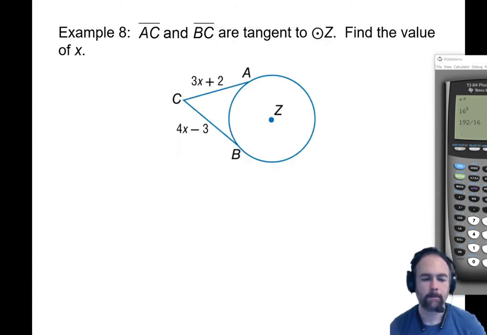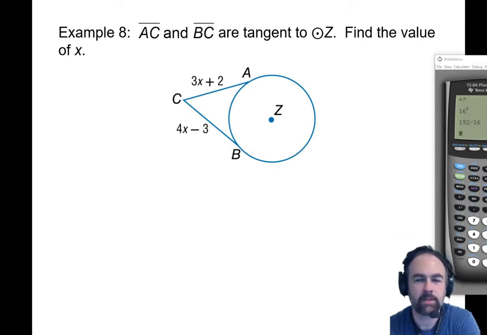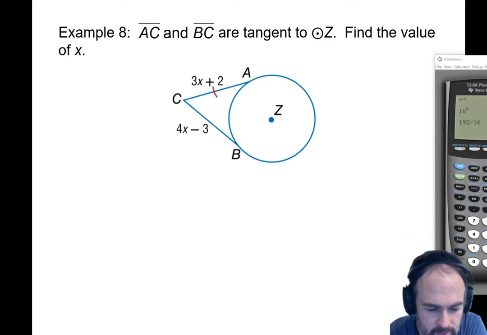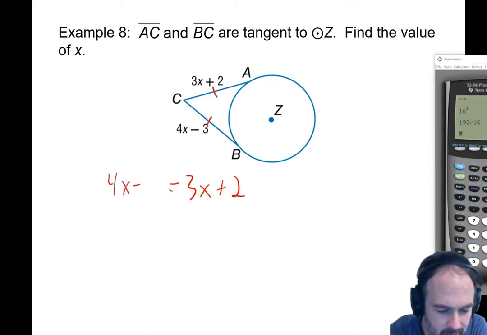All right, so here we go. Point C is an exterior point. AB is tangent, BC is tangent. Therefore, these two must be equal to each other. So 3x plus 2 is going to equal 4x minus 3.